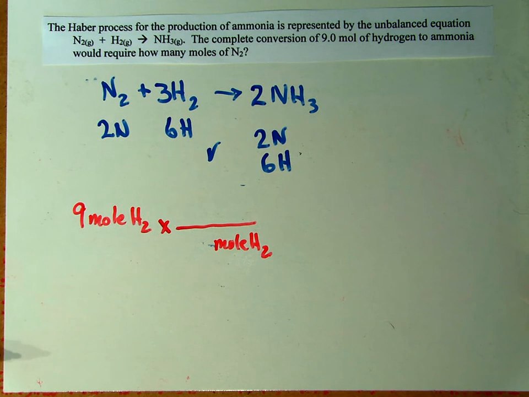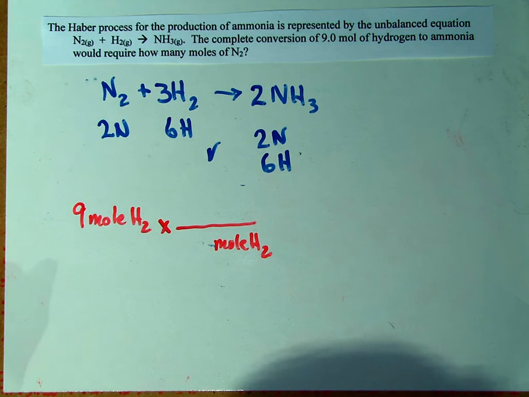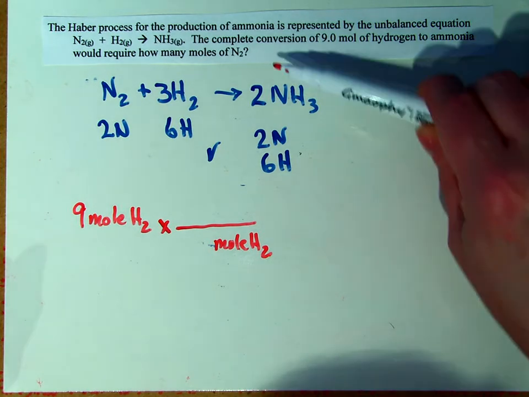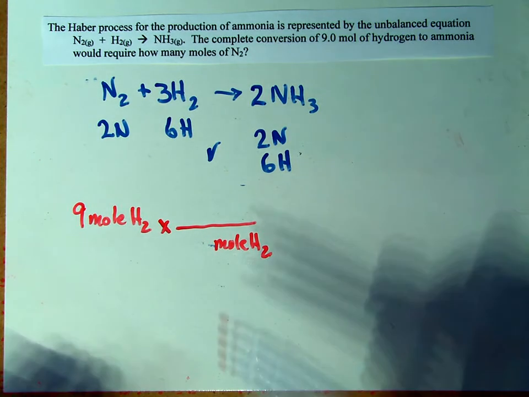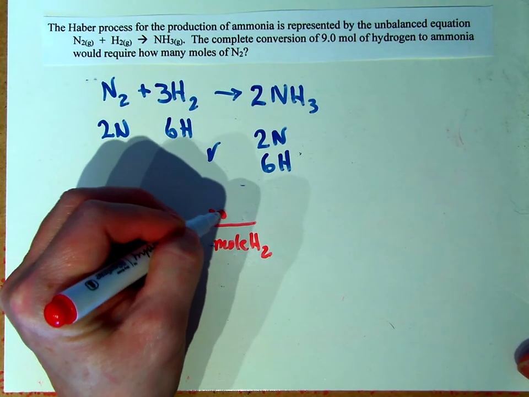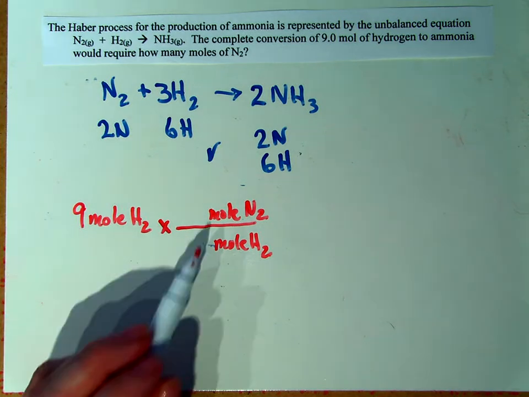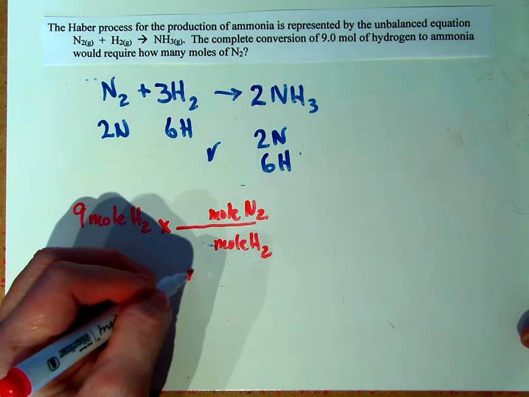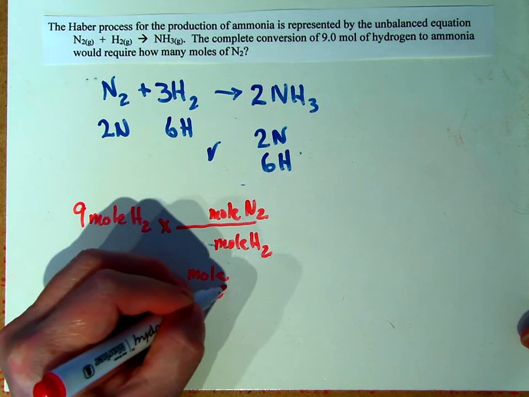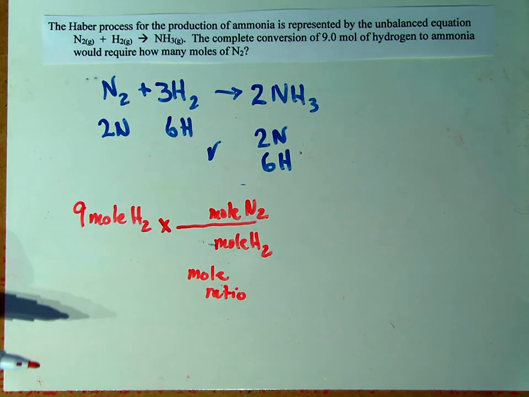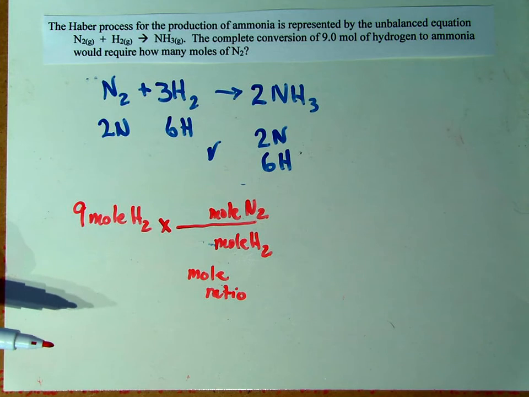And we want to put what we want to end up with on the top. And if you look at the problem, they're asking how many moles of nitrogen. So let's put moles of nitrogen on the top. So what we have here, we have moles over moles. That's called a mole ratio. And we need to figure out what numbers to put in our mole ratio. And this is why it's so important to understand how to balance equations, because the numbers you put in the mole ratio come from the correctly balanced equation.